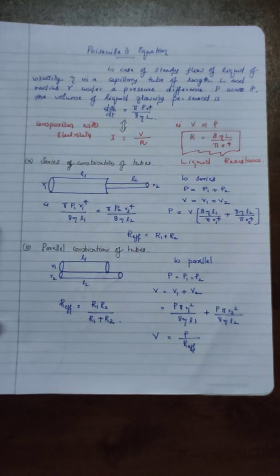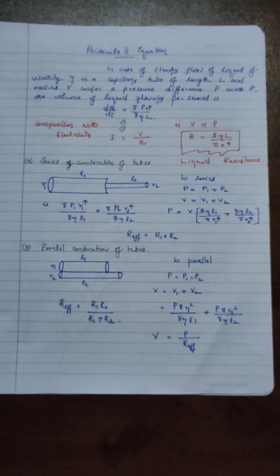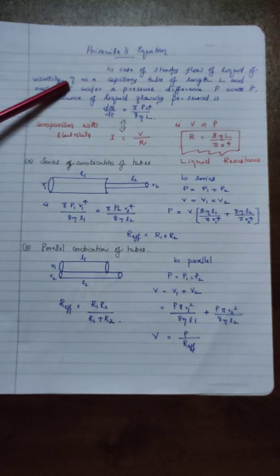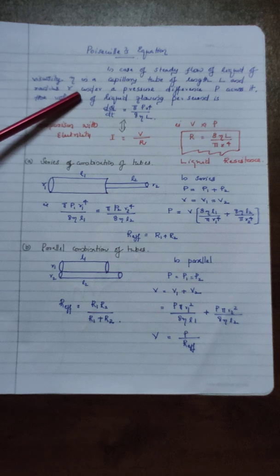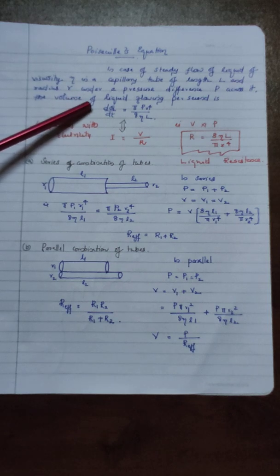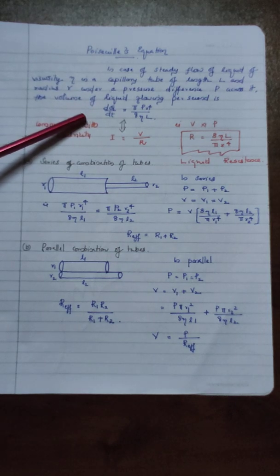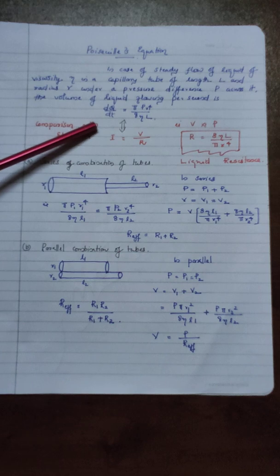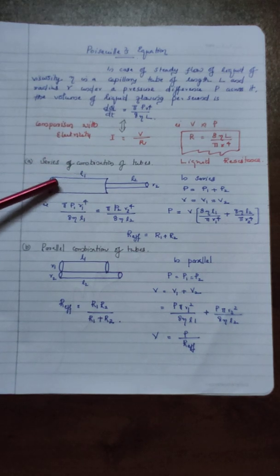A good concept. Again, the Poiseuille's equation. In case of steady flow of liquid of viscosity eta in a capillary tube of length L and radius r under a pressure difference P, the volume of liquid flowing per second is dV by dt equal to pi P r raised to 4 divided by 8 eta L.